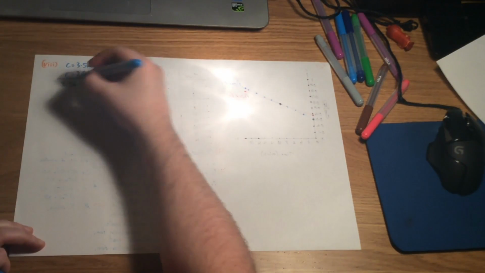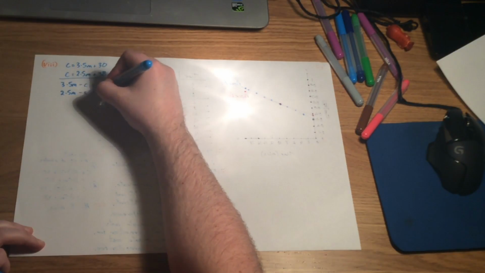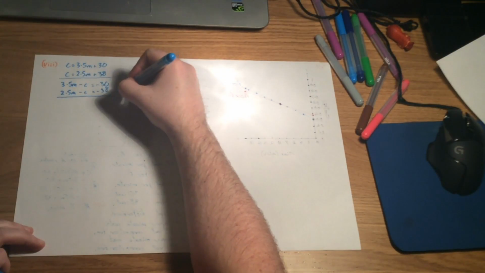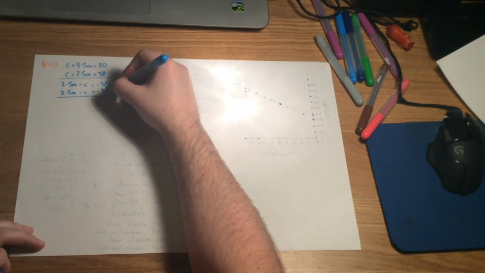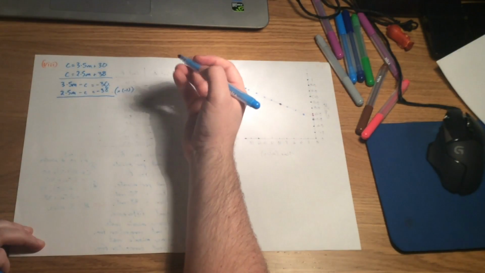And I'm going to do the same down here where I get 2.5 M minus C is equal to minus 38. Alright? Now, the one thing I'm going to do here is I'm going to multiply the bottom line by minus 1. And the reason I'm going to do that is so that I have minus C plus C, so when I add them together they will cancel out.